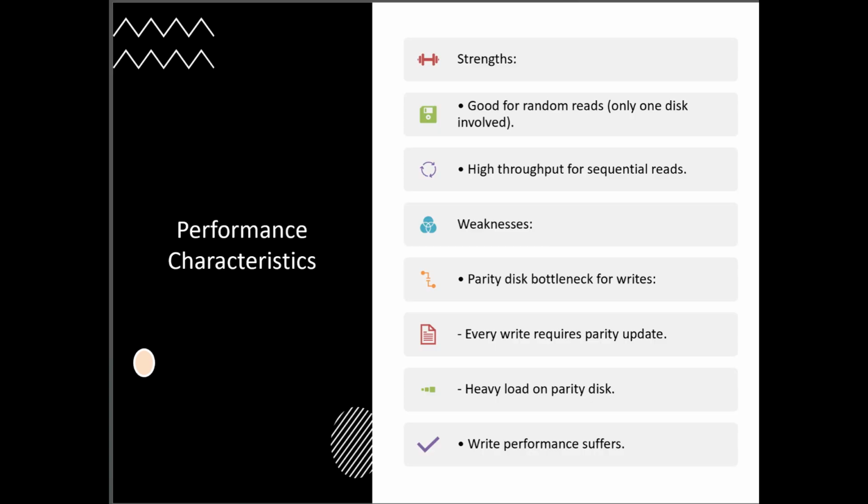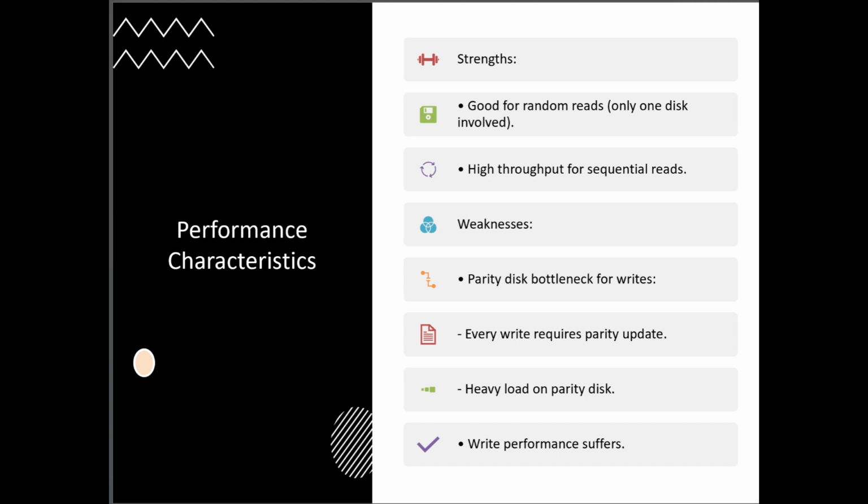The strengths are that it is great for random reads. Why? Because since the data is stored in blocks, you can read just one block from one disk without involving all disks. This is a big improvement over RAID 3, where every read involved all drives. It has high throughput for sequential reads because multiple disks still work together to deliver fast reads of larger files.